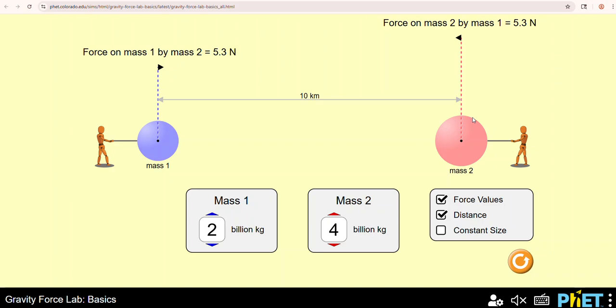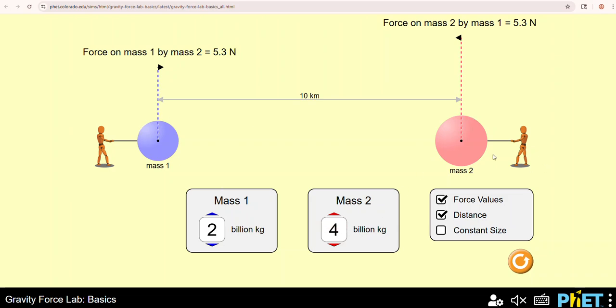Hello students, I am recording this video to explain the simulation gravity force lab. This is a lab that we can use to, for example, determine experimentally the universal gravitational constant. So, for example, which are the controls that we have?